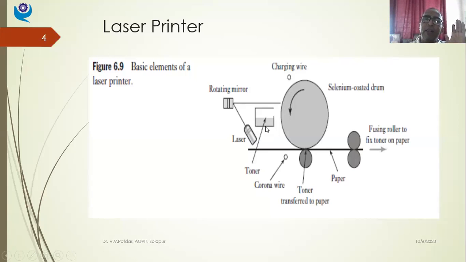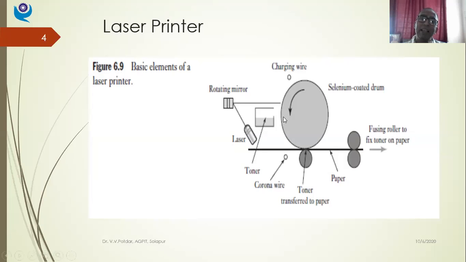Now when it moves down, the toner or the powder, so to say, the toner is my ink, powdered ink. The toner particles will stick to the charged area. So what is the charged area? "I study at AGPIT" is the charged area, and the remaining area is blank. So wherever I have charged area on the selenium coated drum, these toner or ink particles will stick to that charged area. So "I study at AGPIT" is now sticking on the drum.